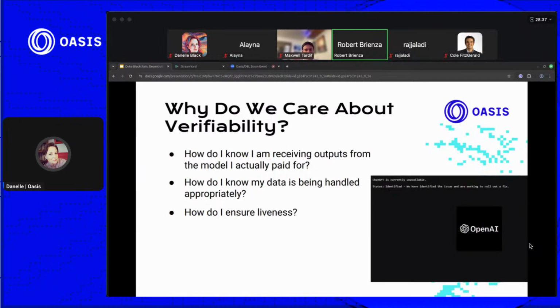And here is just a screenshot of ChatGPT. I took it 3-4 months ago or something like that. They've had pretty good liveness, but it's not 100%. So these are things we do care about, though.